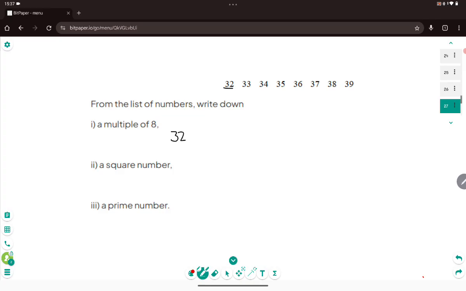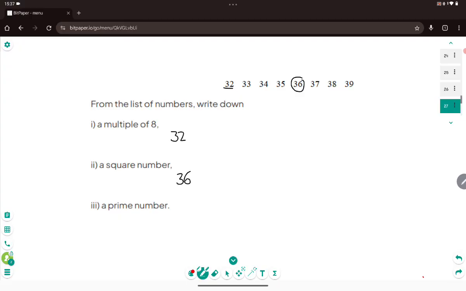A square number. Okay, so 4 squared, 4 times 4 is 16. 5 squared, 5 times 5 is 25. 6 squared, 6 times 6 is 36. So 36 is our square number.